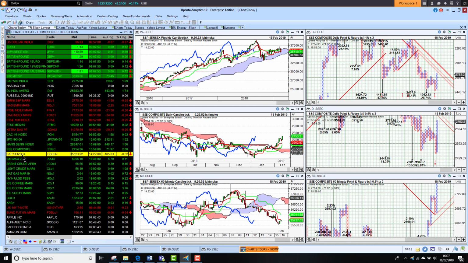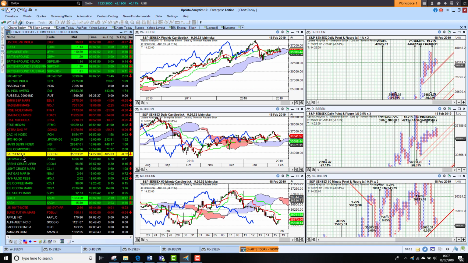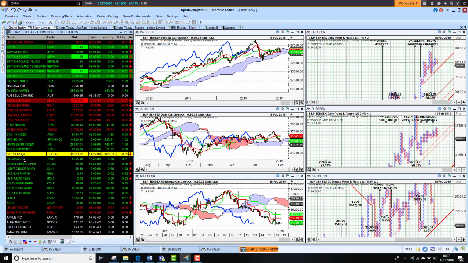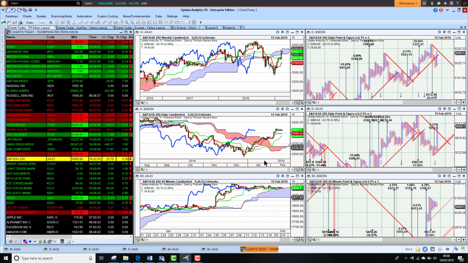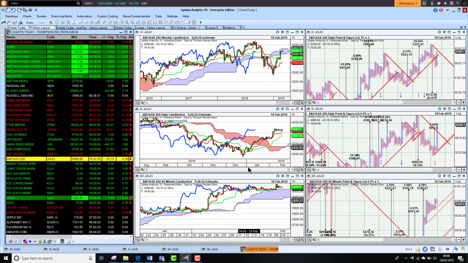The Sensex down 0.5%, bucking the trend here, still bearish on the short-term chart, but it's looking bullish still on long and medium term. And the Aussie market was up slightly, but still looking pretty good on all three time frames.